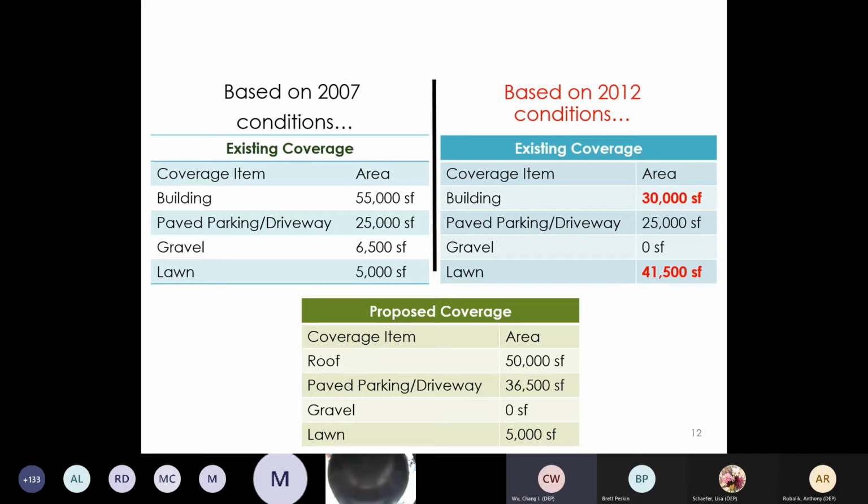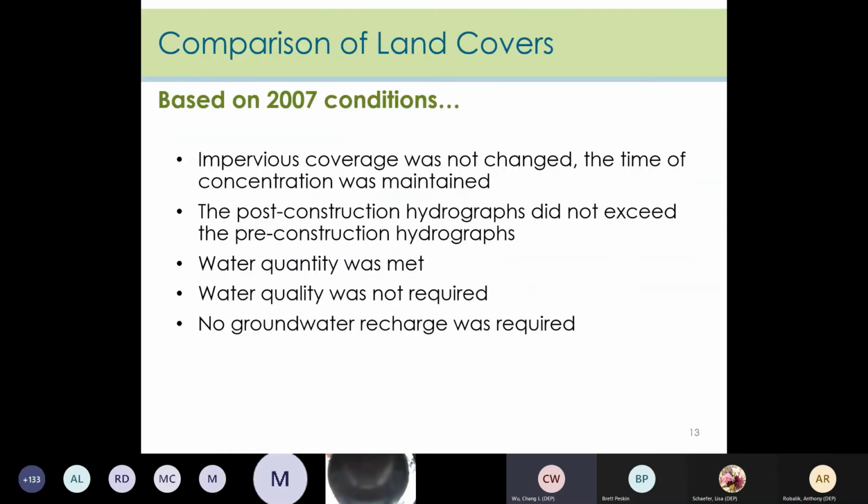And I want to clarify a number. One number in the proposed coverage was 41 thousand square feet. It should be 36,500 square feet. So if we compare that based on the 2007 condition when the building was still there, the impervious coverage was not changed, and the time of concentration probably was maintained.